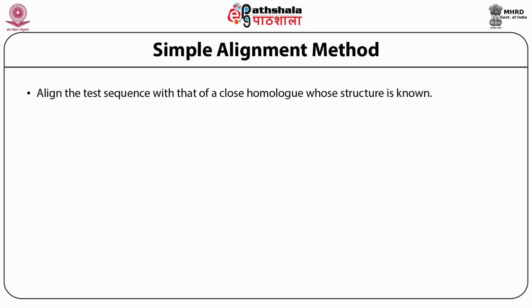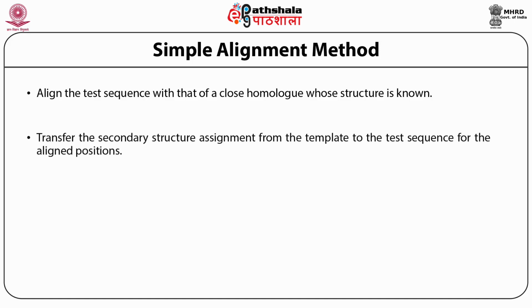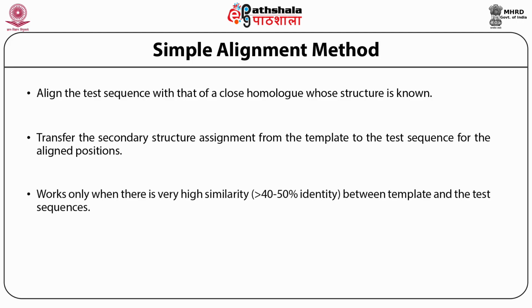So essentially what we do is align two sequences, one of which has known secondary structure assignment, and then we transfer the known assignments from the template to the aligned part in the target. Now this of course will work when the two proteins being compared are very highly similar. So 40 to 50% identity is the minimum between the template and test sequences. Otherwise, as we had seen in earlier modules, the accuracy of the alignment process itself is rather weak, particularly when the identity falls below, let's say, 25%. In such a case, this method cannot be used for secondary structure prediction.